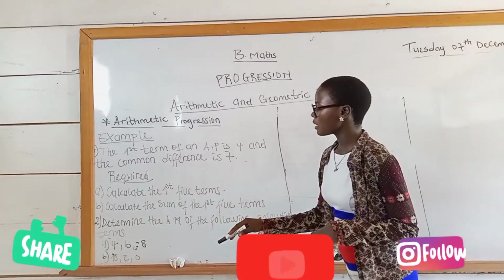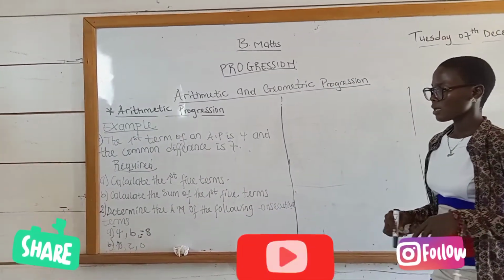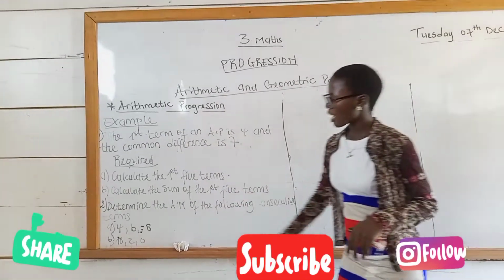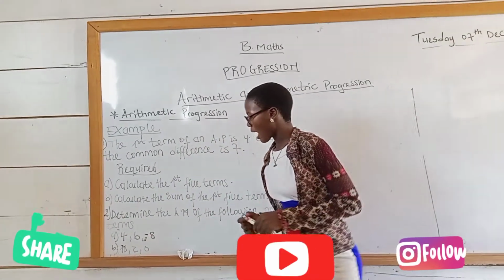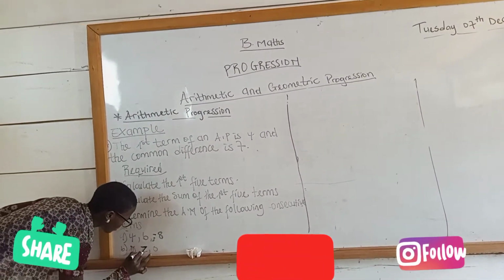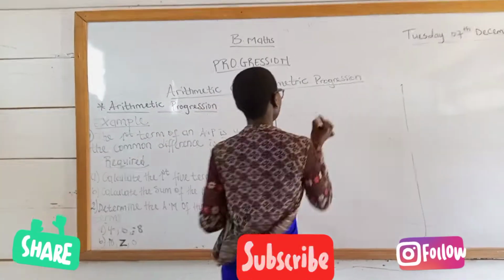And the second example is: determine the arithmetic mean of the following consecutive terms. We have 4B and 8, and we also have 10Z and 0. This is Z. 10Z and 0. Solution.